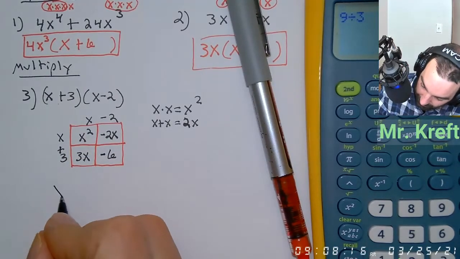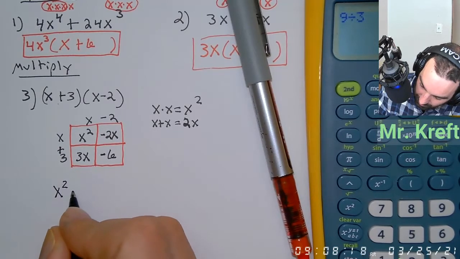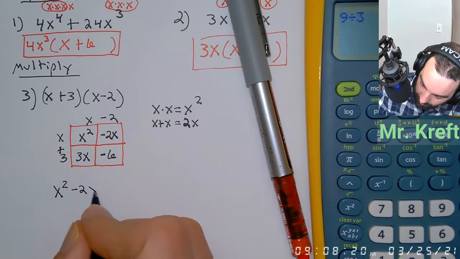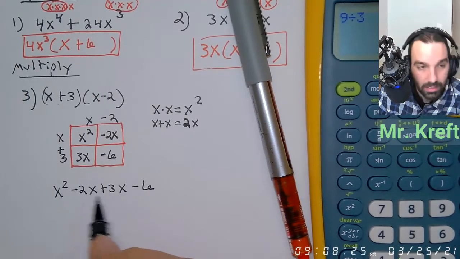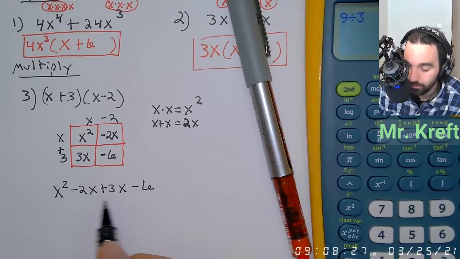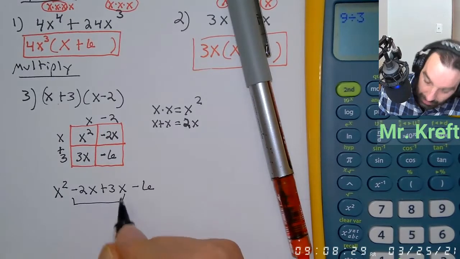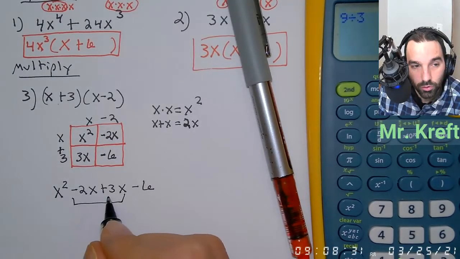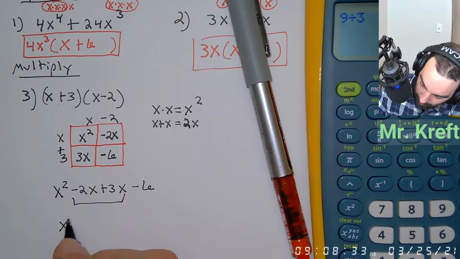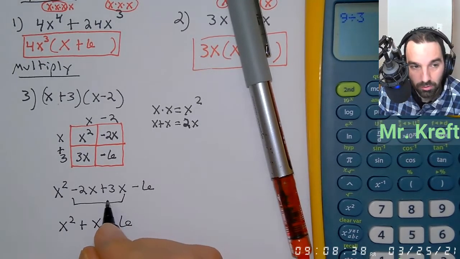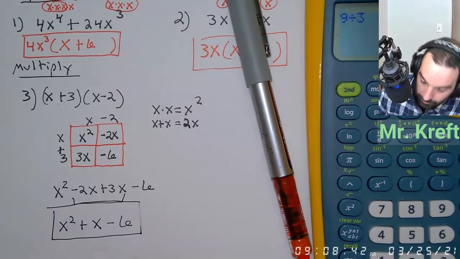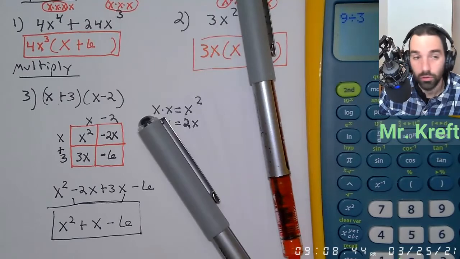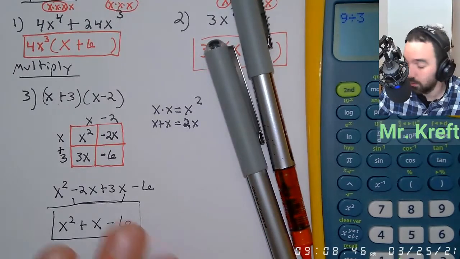So the total area here is x squared, right? And then I got a negative 2x and a positive 3x and a negative 6. And again, the order here doesn't matter. But I can combine these, right? So I have negative 2 plus 3. So that's going to be a positive 1. That's like saying you have $3, but then you spent $2 and you only have 1 left.